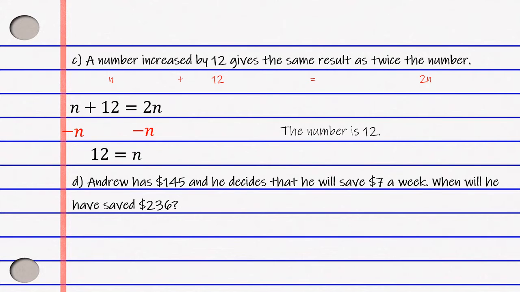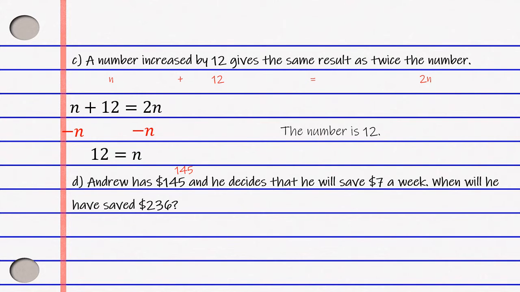So those are very basic, straightforward questions. D takes a real-world example and asks us to do the same thing. So Andrew has $145 and he decides that he will save $7 a week. When will he have saved $236? So let's think about his situation.